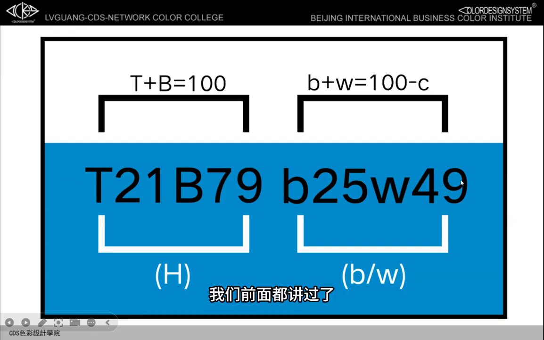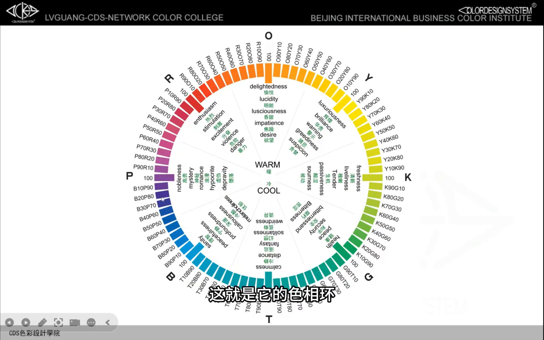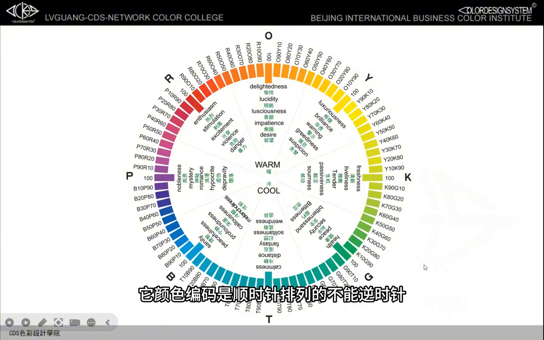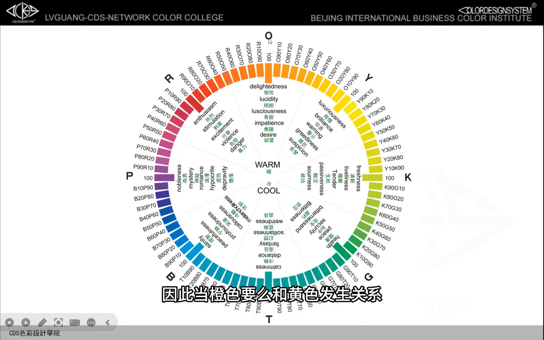We talked about that earlier, so I won't tell you too much here. This is its hue ring. Let me tell you about each of its hue angles in the hue ring. It's color-coded clockwise, not counterclockwise. So orange is associated with yellow, and orange is also related to red. It cannot be staggered by one color to combine. So the colors circle the hue ring clockwise. This is its color language characteristic.